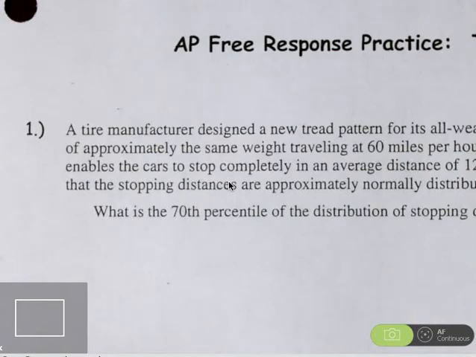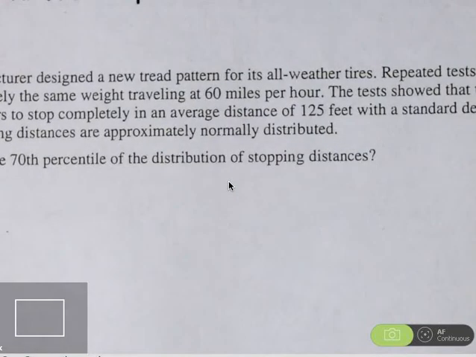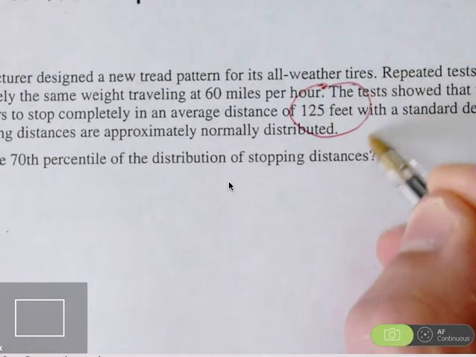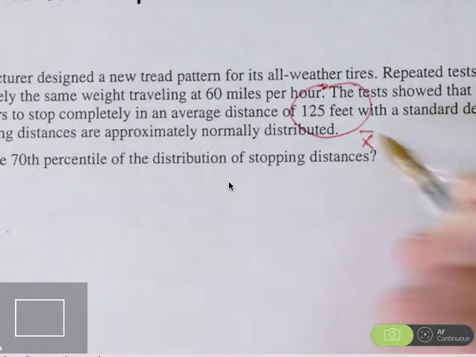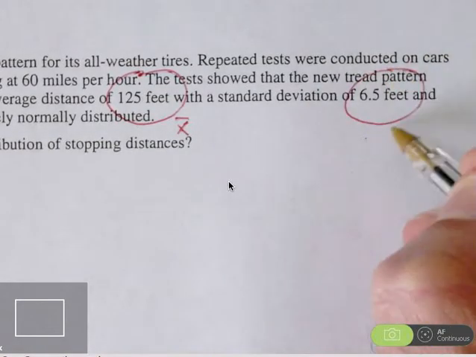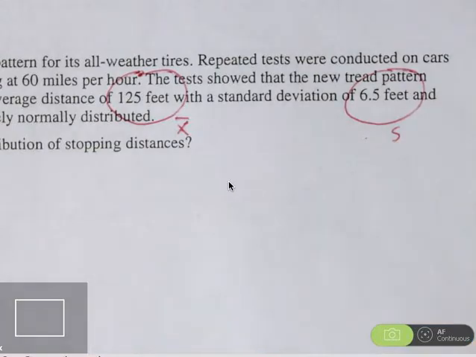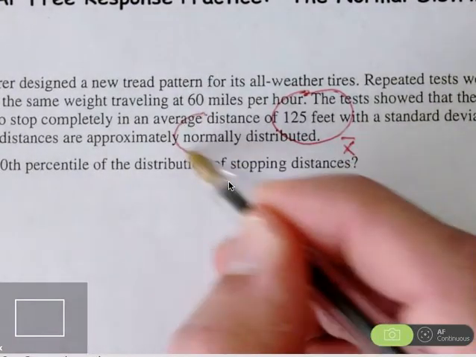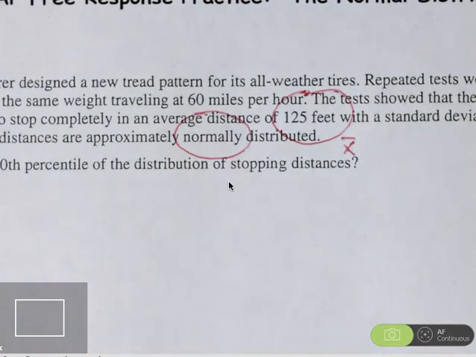So the question indicates the shape, center, and spread of the distribution of stopping distances. Here is the average distance, or the mean, of 125 feet. The standard deviation is given to us at 6.5 feet. And then the shape is also given to us. We're told that the distribution of stopping distances is approximately normally distributed.